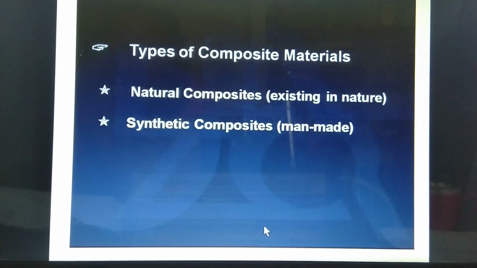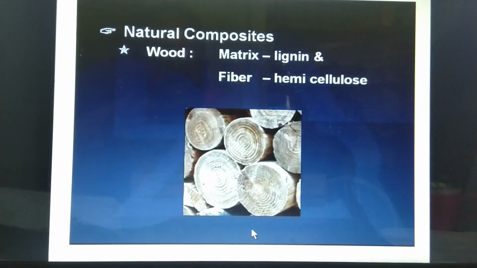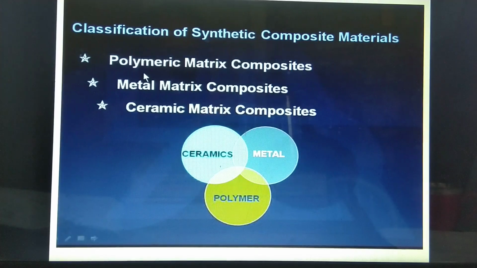Before defining that, let us discuss the types of composite materials. There are two different types of composite materials available. One is called natural composites, which exist in nature, and the second is called synthetic composites, which are man-made. The best example of a natural composite is wood, where the matrix is lignin and the fiber is hemicellulose, which acts as the reinforcement material.